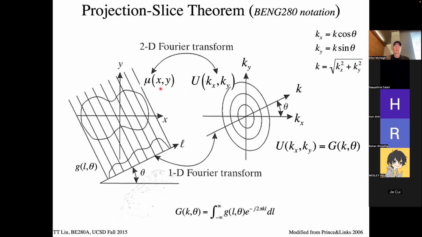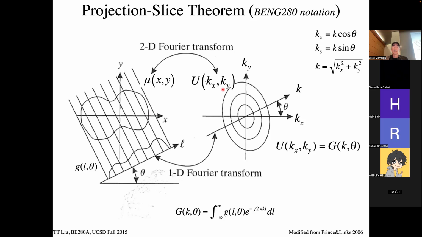Over in Fourier space, we will call big U the Fourier transform of mu(x, y). So this is the Fourier transform of our image, and it is in Fourier space, which is indexed by wave number, or kx, ky. These are in cycles per centimeter, and this is in, say, centimeters. This is its continuous 2D transform as a function of kx, ky.